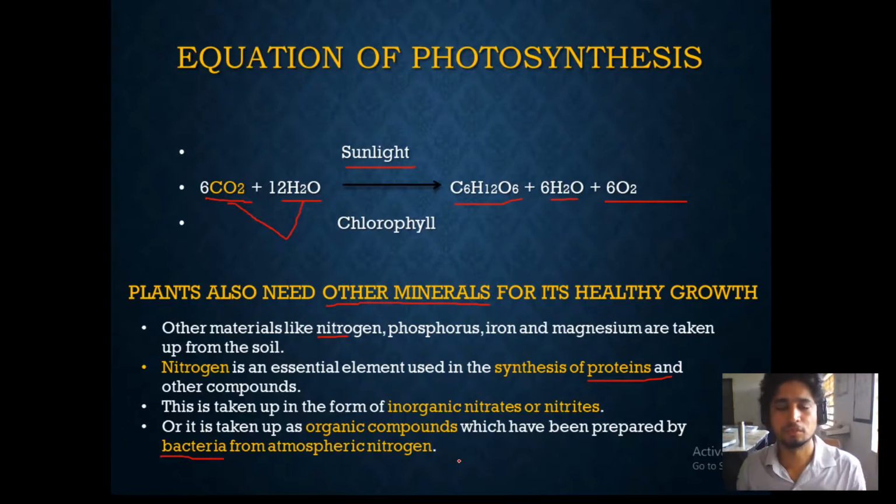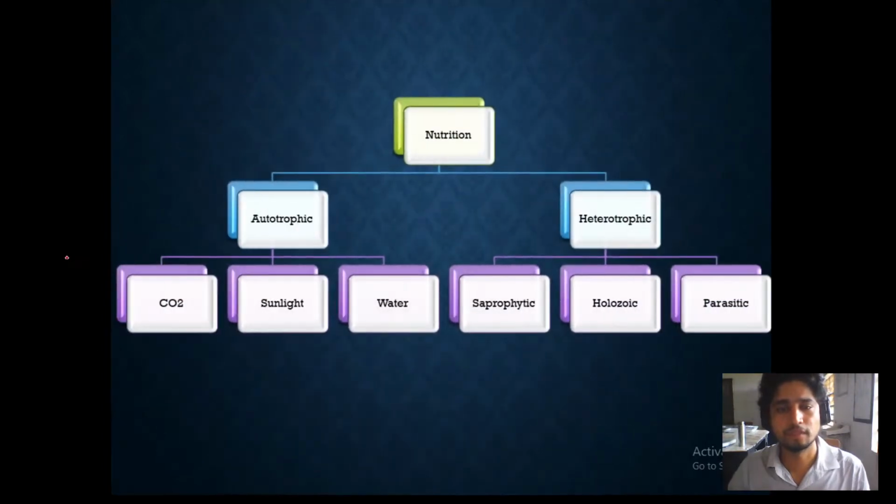So plants perform photosynthesis using carbon dioxide and water, and besides this they also need a lot of minerals for their growth, for example nitrogen, phosphorus, iron, magnesium, and other minerals. So this is all about autotrophic nutrition. This is a chart showing nutrition, and we have said there are two types of nutrition, autotrophic and heterotrophic. We are going to study heterotrophic further.